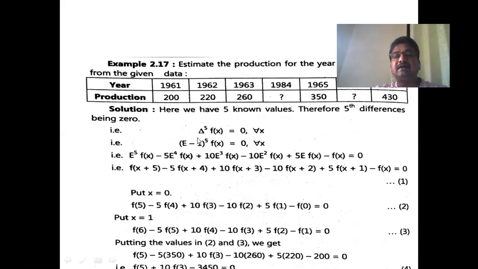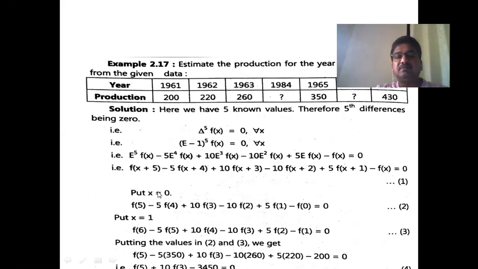That delta is E minus 1, because E is 1 plus delta. Then E minus 1 raised to 5 expansion has 6 terms. Multiply by f(x). E raised to 5 f(x) is f of x plus 5, and E raised to 4 f(x) is f of x plus 4, by using the definition of E, the shift operator. And put x equal to 0.